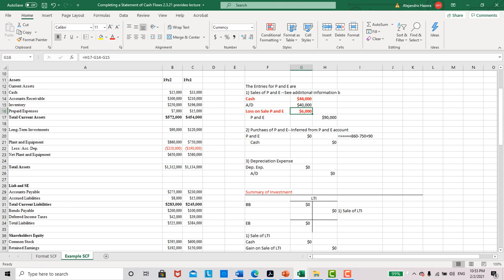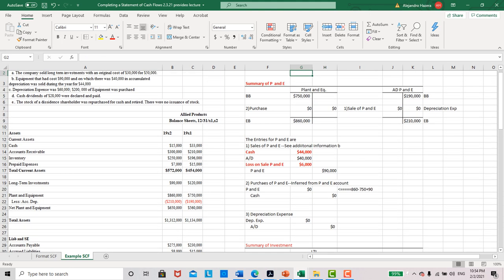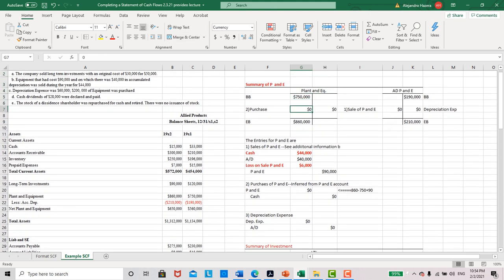So it could be in the footnotes of the income statement. I decided to disclose them on the face so that you would see that there's a loss on the income statement that you're going to offset by adding it back. Okay, so let's go ahead and post this entry now. It's entry number 1. And let's post this entry to the 2 T accounts.